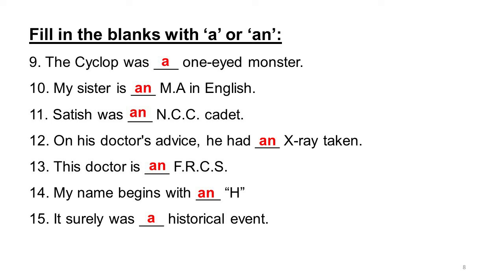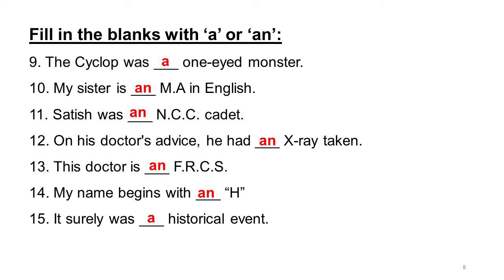The same goes with an NCC cadet, an X-ray, an FRCS, and also an H. Yes, my name begins with an H, because when you say H, the sound that you hear first is A, H, and A is a vowel sound. So this is not really a complicated idea. It's pretty simple. If you can understand the vowel sounds and distinguish them from consonant sounds, using a or an is going to be pretty easy.